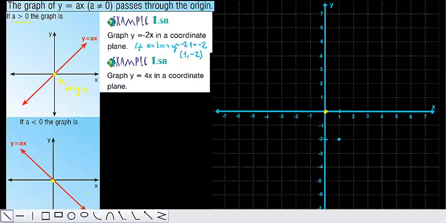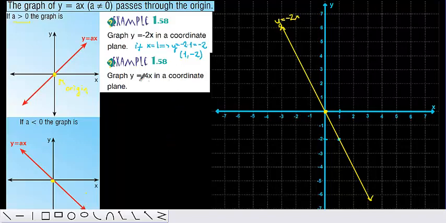I'm drawing the graph of the line here now. y is equal to minus 2x is going to pass through these points here, and this is the graph of y is equal to, sorry, minus 2x line. It's going to be y is equal to minus 2x. And the second one is y is equal to 4x.